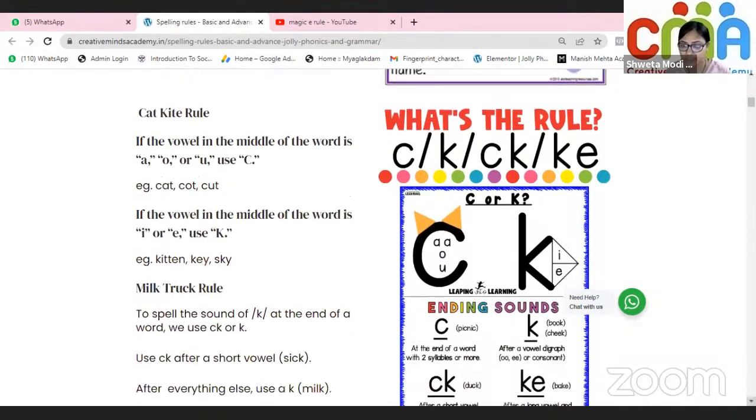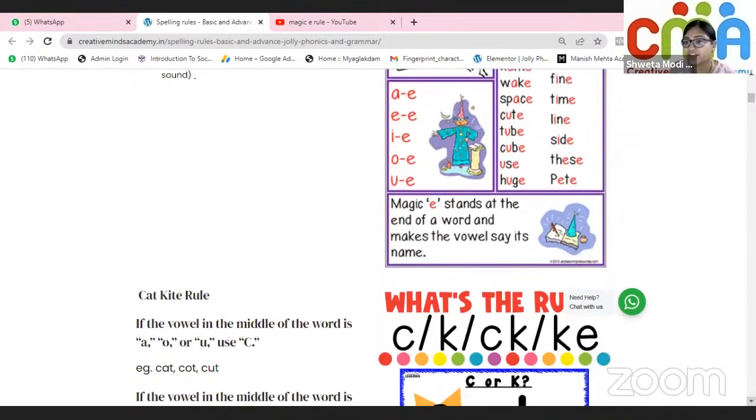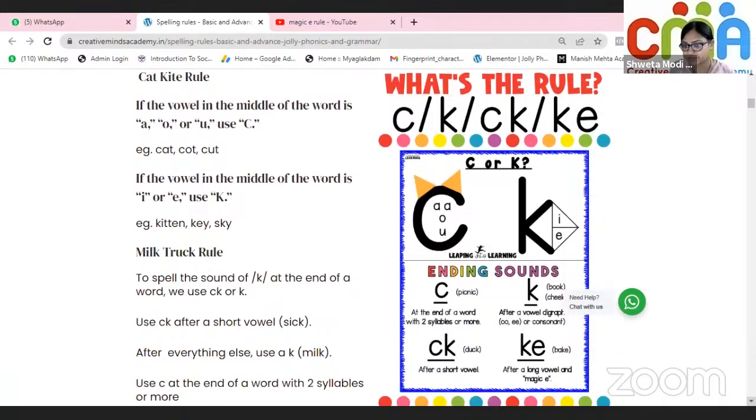The next rule, I had explained it when I started the webinar, but most of you have joined a little late, so I'll explain this again. The cat and kite rule says that C takes A, O, and U. And yes, the word globe is monosyllabic, Charu. And all the monosyllable words we have already discussed, that in monosyllable words the magic E is there. We know that. We are talking about the words which have more than one vowel sound.